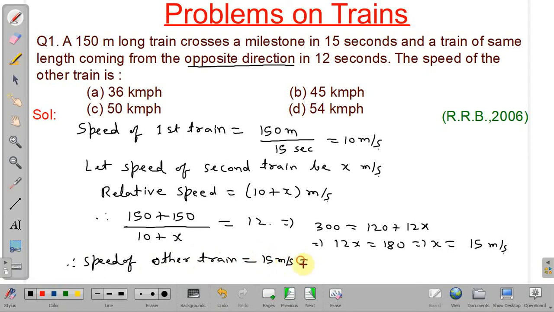But if we see the options, the speed is in kilometer per hour, so we need to multiply it by 18 by 5 to convert it into kilometer per hour. So it will be equal to 54 kilometer per hour. Our answer will be option number D. Okay, we will discuss the next problem.